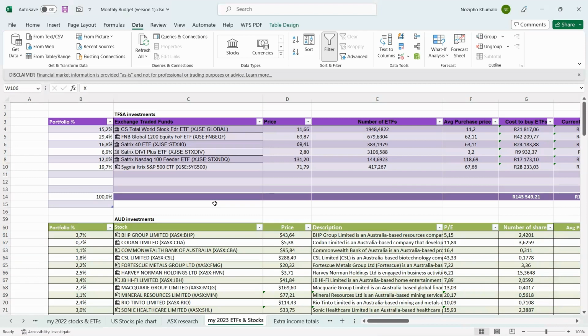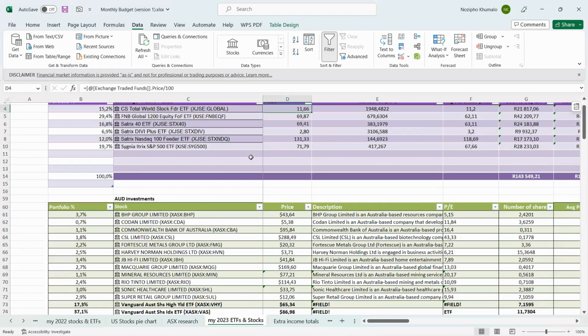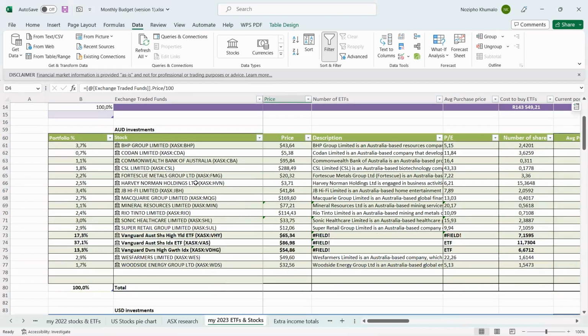Another thing is I learned a trick last year. I learned how to build this table using some data from the internet. For example, the name of the ETF or stock comes from the internet. The price of the ETF or stock comes from the internet as well. When it comes to my Australian account and the US dollar account, the stock or the ETF comes from the internet, the price comes from the internet, the description comes from the internet, and the PE ratio also comes from the internet.